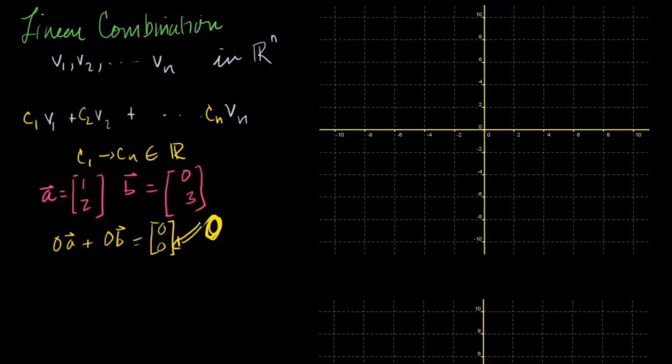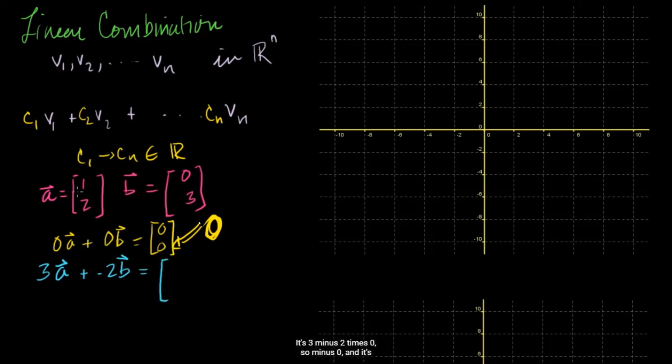You could also, I could do 3 times A. I'm just picking these numbers at random. 3 times A plus, do a negative number just for fun. So let's do plus minus 2 times B. What does that equal to? Let's figure it out.